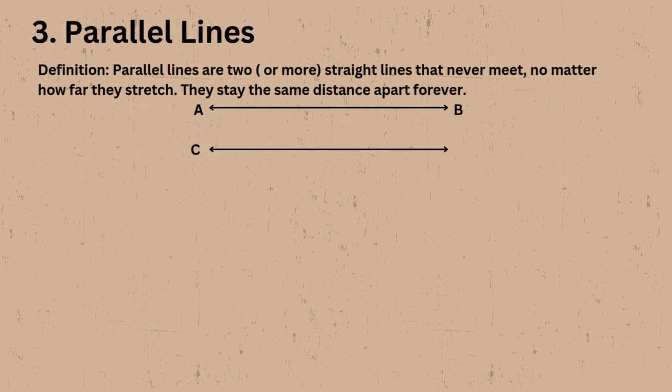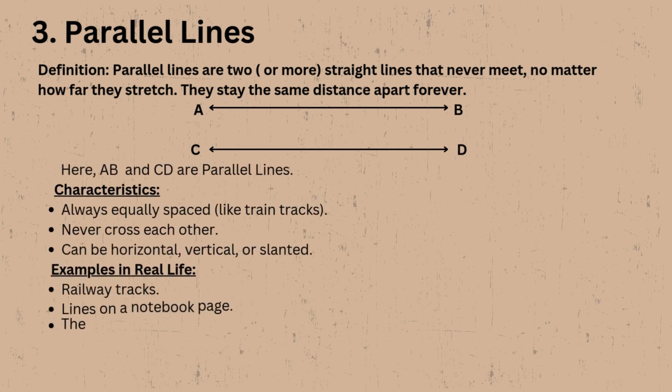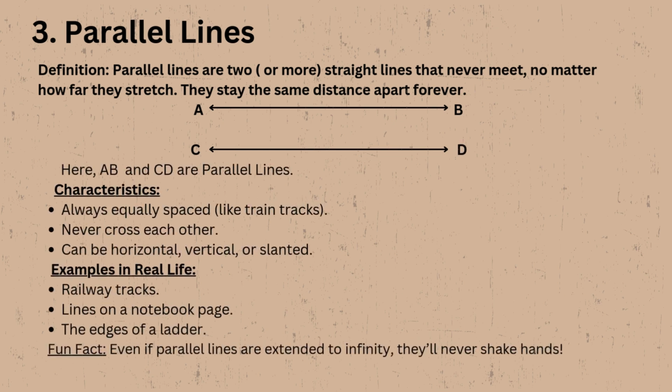The definition for parallel lines is: parallel lines are two straight lines that never meet. No matter how far you stretch them, they will always have the same distance apart forever. In the figure you can see that I have drawn two lines and they are having arrows because they are actually never-ending lines and they are maintaining exactly the same distance between them. That means they are not going to cross each other. Here AB and CD are two parallel lines. They are parallel to each other.